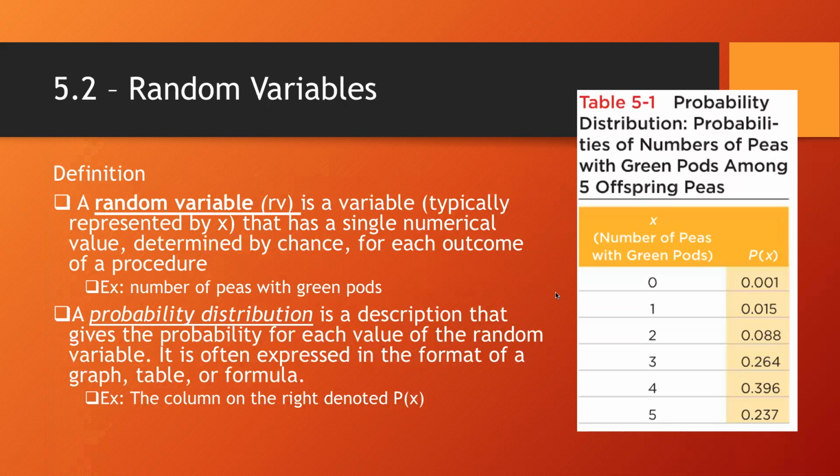So 5.2 is random variables. A random variable is a variable typically represented by x. If you look at the table on the right, x is the number of peas with green pods: 0, 1, 2, 3, 4, 5. You can tell this is a discrete probability distribution because these are discrete numbers, countable and finite. This is our random variable, x, and this is the probability that corresponds to that random variable. So for the number of peas with green pods, if x equals 2, that would be about an 8.8% chance, or 0.088, and so on.